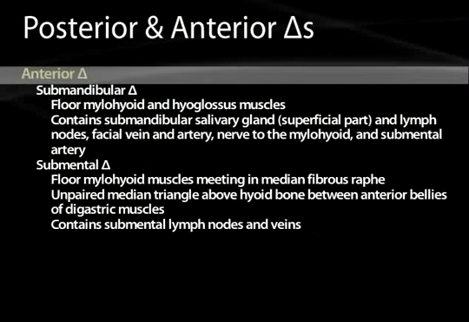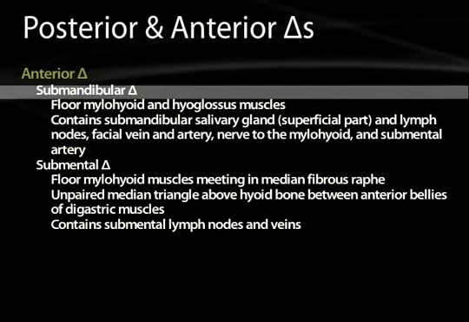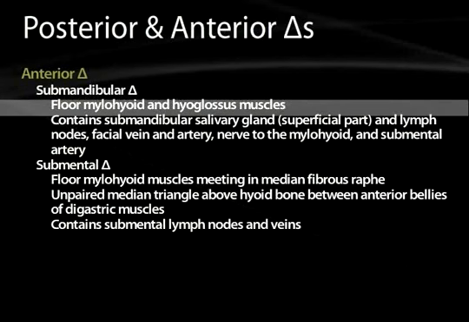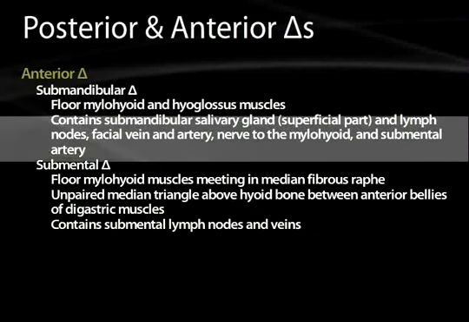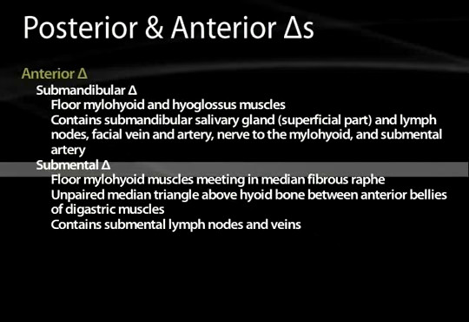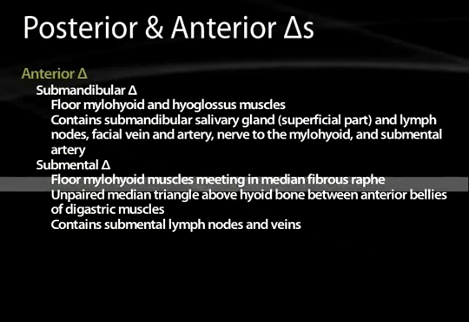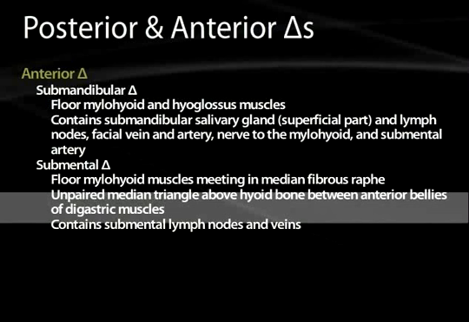In the anterior subtriangles, we have the submandibular triangle, which is going to have the floor of the mouth, the mylohyoid, and the hyoglossus muscles in there. There will also be the submandibular salivary glands and several lymph nodes known as the collar nodes. The submental triangle is going to have a floor which is the mylohyoid again, and it is an unpaired triangle above the hyoid, located between the anterior bellies of the digastric muscles if you put both sides together.